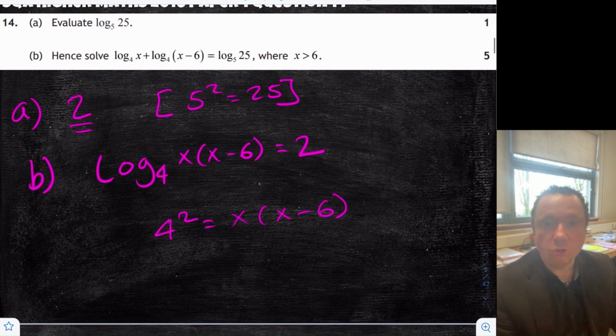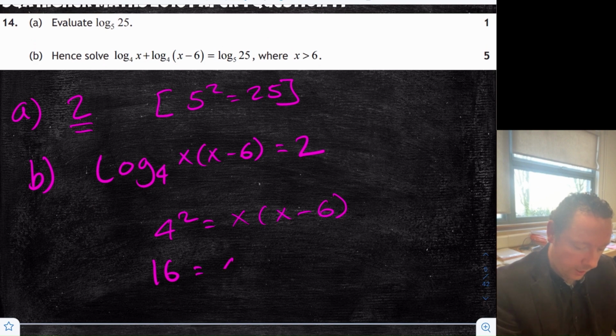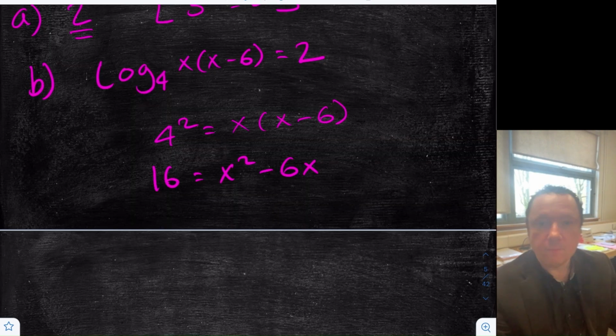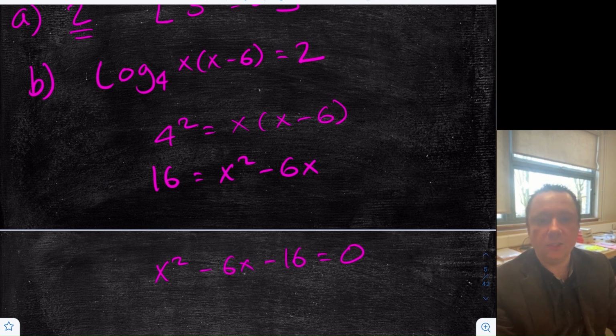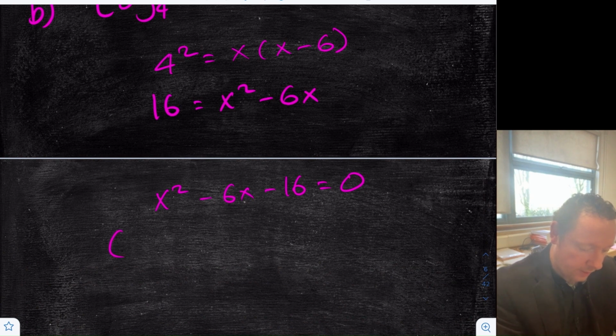Now we're just going to get a quadratic. 16 equals x squared minus 6x. Moving over to the same side, you get x squared minus 6x minus 16 equals 0. So you've got a quadratic to solve. Hopefully that's factorizable. x and x, 8 and 2. Minus 8 plus 2, because minus 8 plus 2 is minus 6. Minus 8 times 2 is minus 16. So that gives me x equal to minus 2 or x equal to 8.